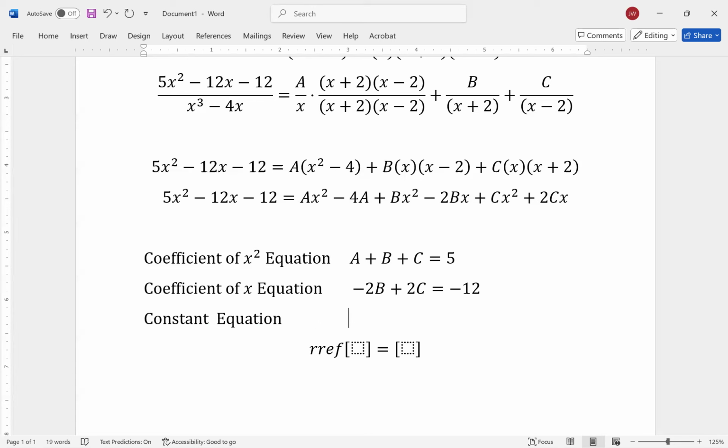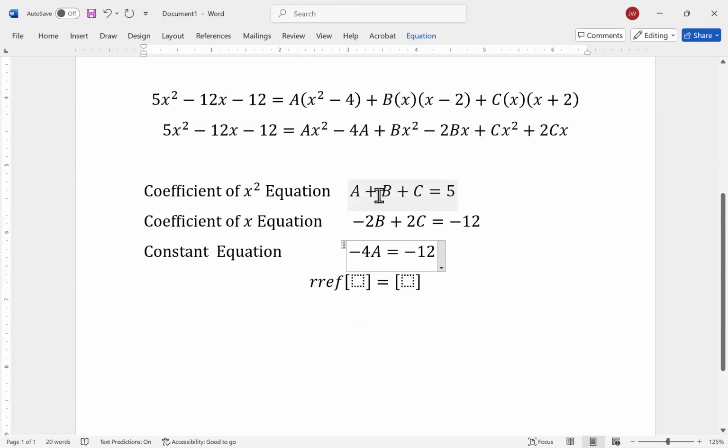Lastly is my constant equation. On the right-hand side, that term has an x, that term has an x squared, that term has an x, that term has an x squared, that term has an x squared. The only term without an x or an x squared is negative 4A. And that has to be equal to negative 12 on the left-hand side constant.